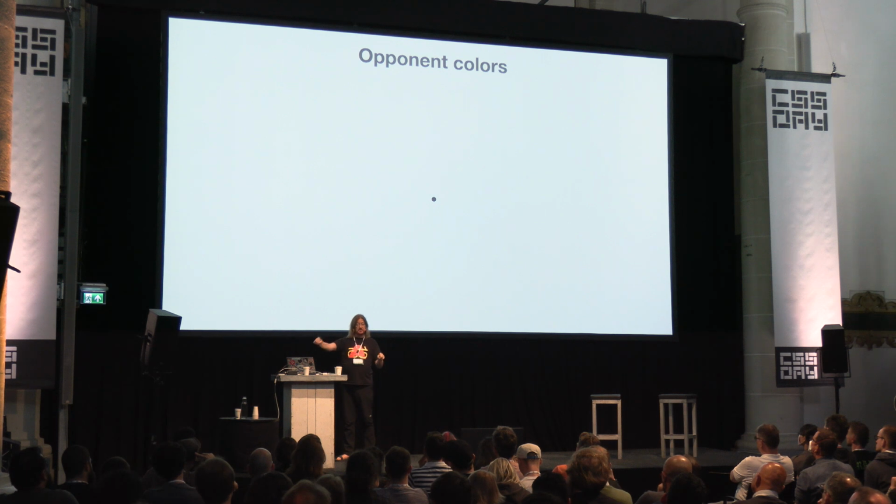What we have here is opponent colors. Our human visual system actually has this concept built in, literally wired into it, the idea of opposing colors, and you cannot be on both sides of this at once. A color has to be one side or the other side. And there are two sets of them. So we have effectively two chromatic axes.